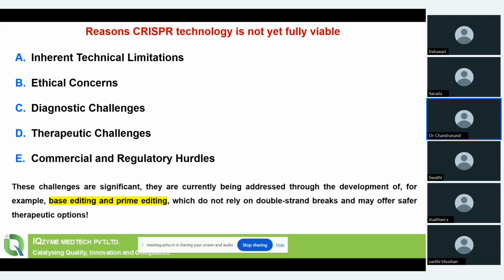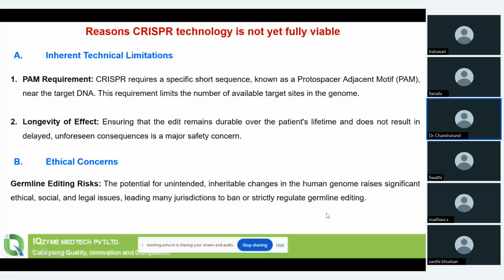They are currently being addressed through the development of, for example, base editing and prime editing. Again, this we all know. These are important components of any CRISPR study, which do not rely on double-stranded breaks, DSBs, which I mentioned earlier, and may offer safer therapeutic options. So what I'm trying to say here is, if you know the correct option of base editing and prime editing, then you need not rely much on DSBs. What is the importance here?